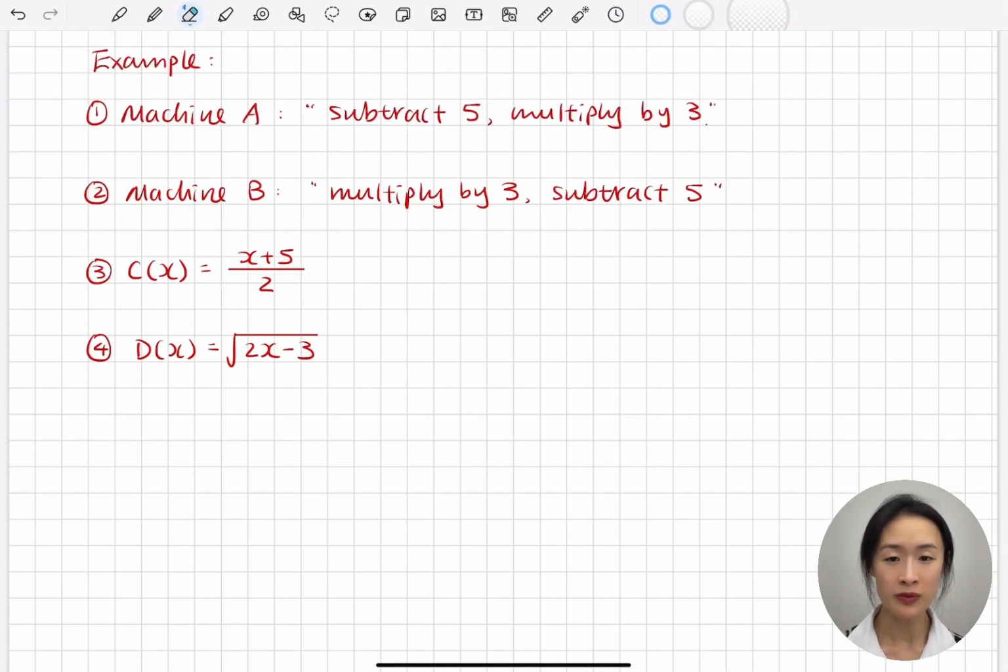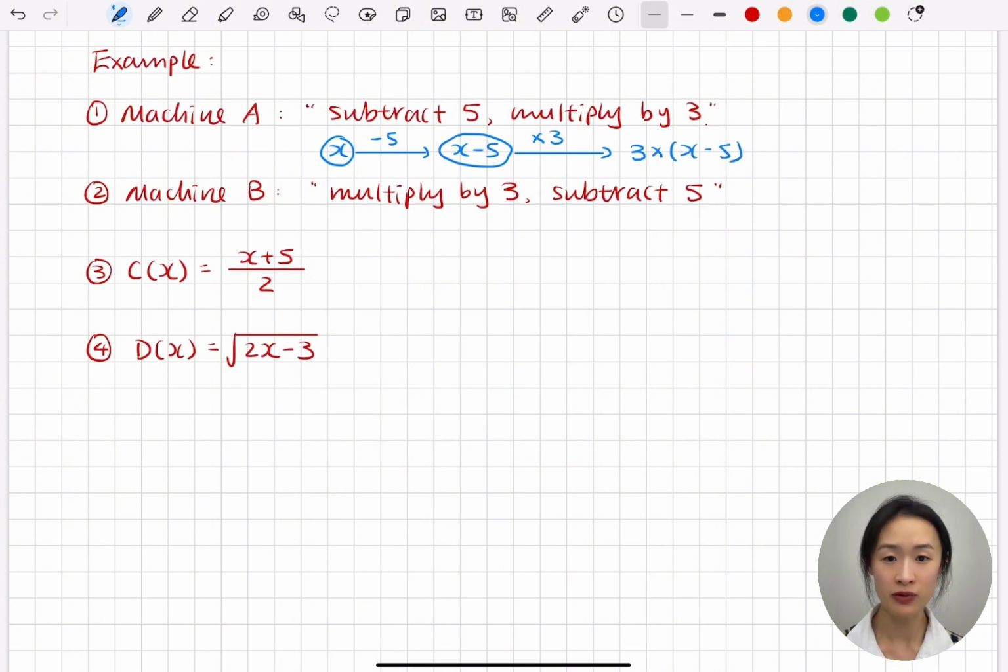Now if we wanted to represent it using bubble diagram, using function machines, what we have is I'll call my input x. I subtract 5, that gives me x take away 5. And then I will need to multiply everything by 3. So then I'll have 3 times (x take away 5), x take away 5 in the bracket. Or if I wanted to expand it, I'll have 3x take away 15. So that means A(x) is 3x take away 15.